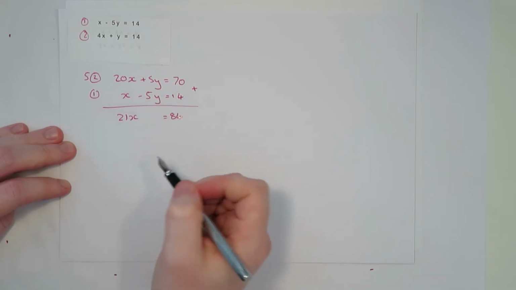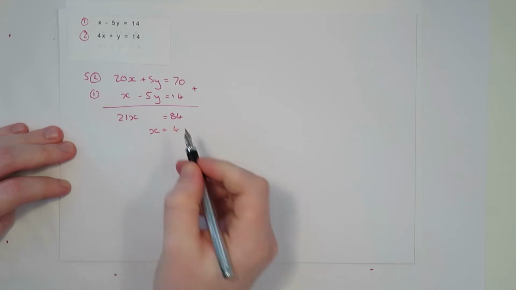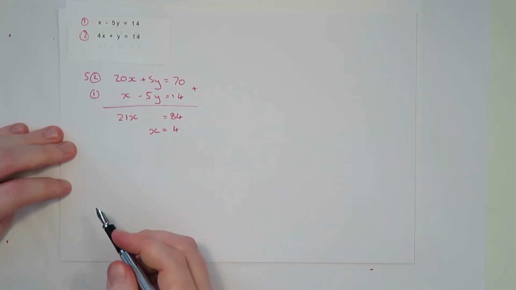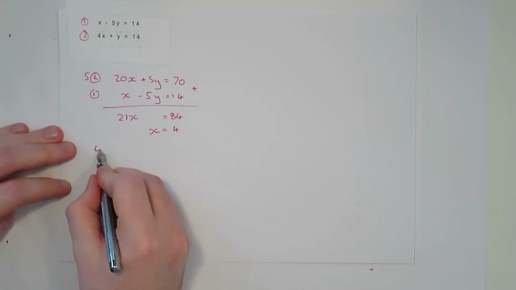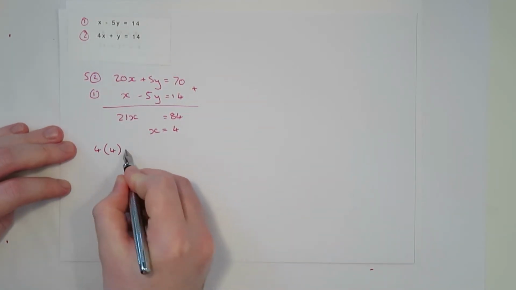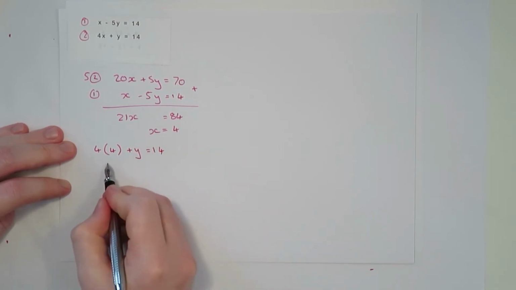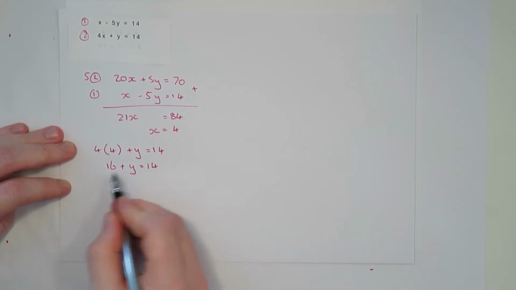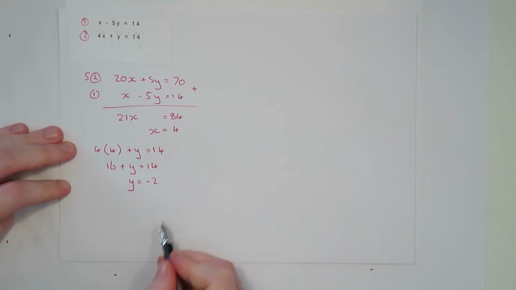5y minus 5y, 0. Divide both sides there by 21. X is equal to 4. Then you can substitute this value of x in. 4 lots of 4 plus y gives us 14. So that's 16 plus y equals 14. Subtract 16 off both sides will leave us with y, which is minus 2.